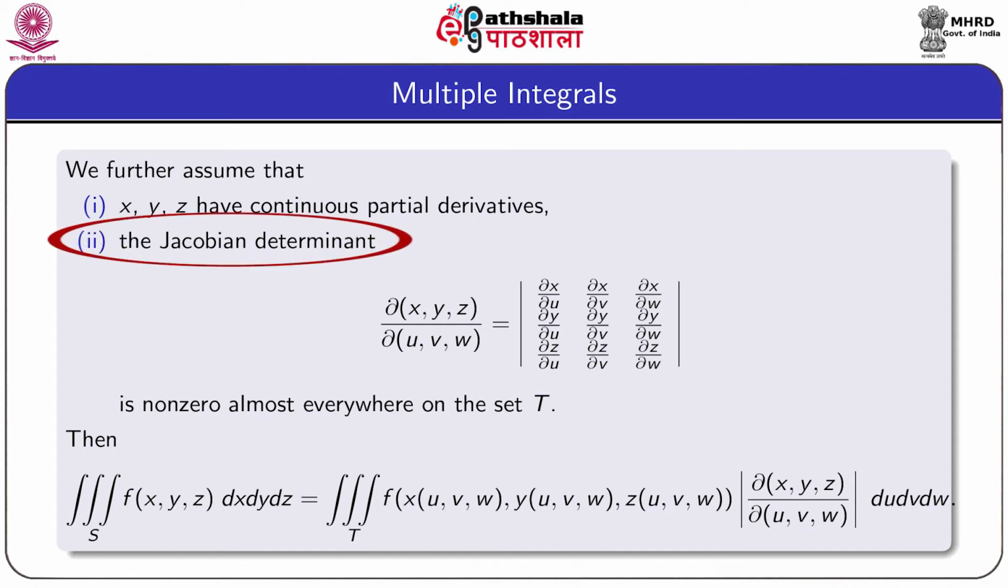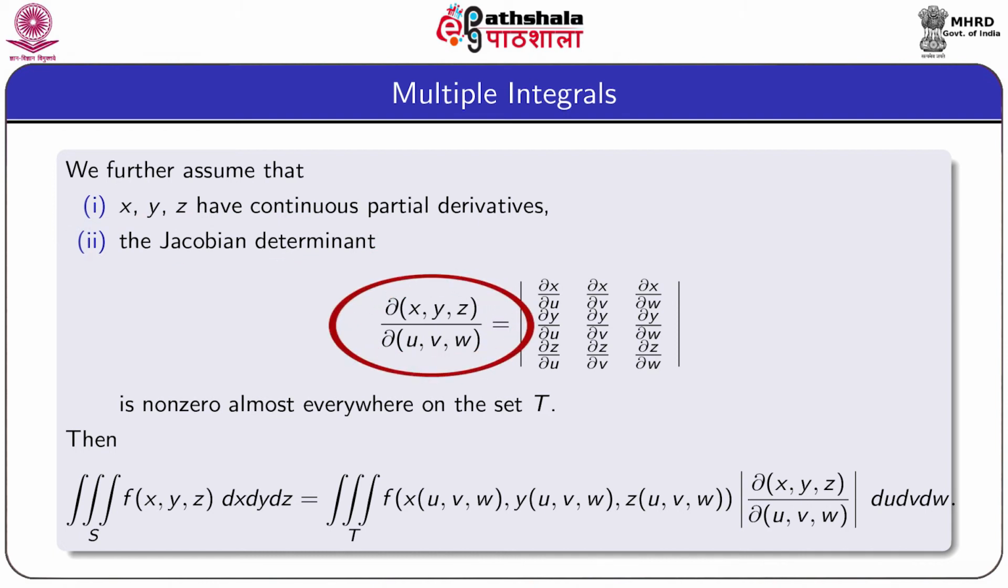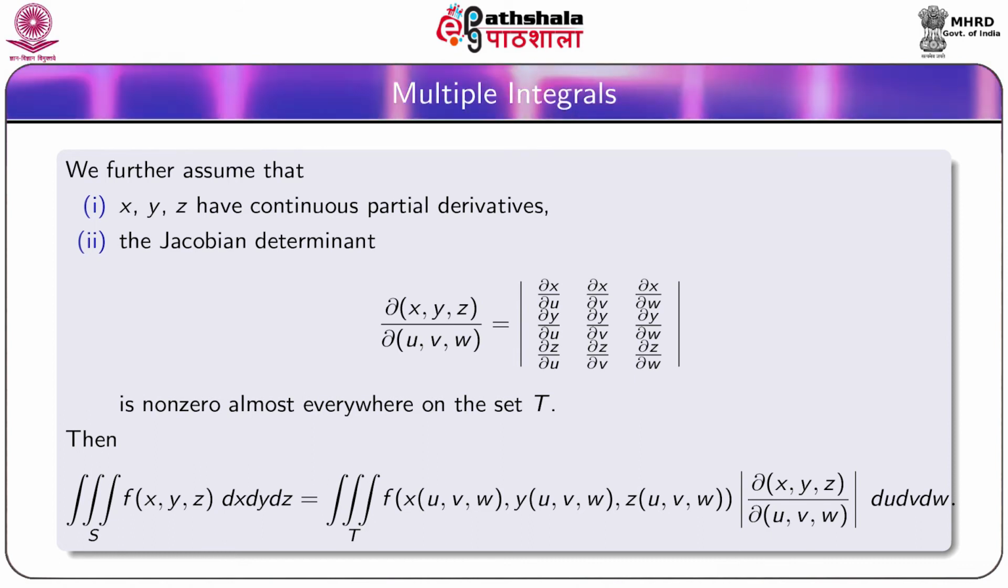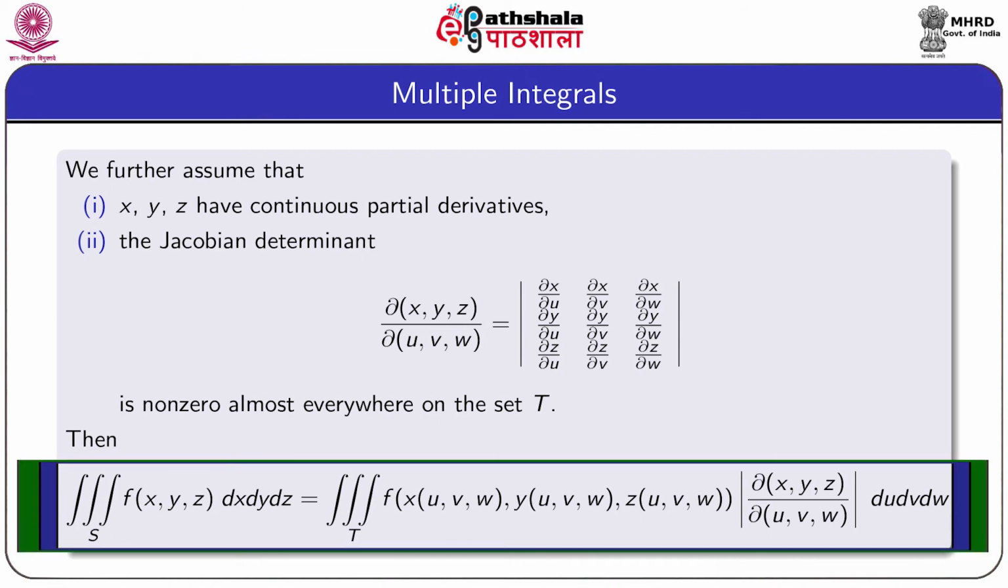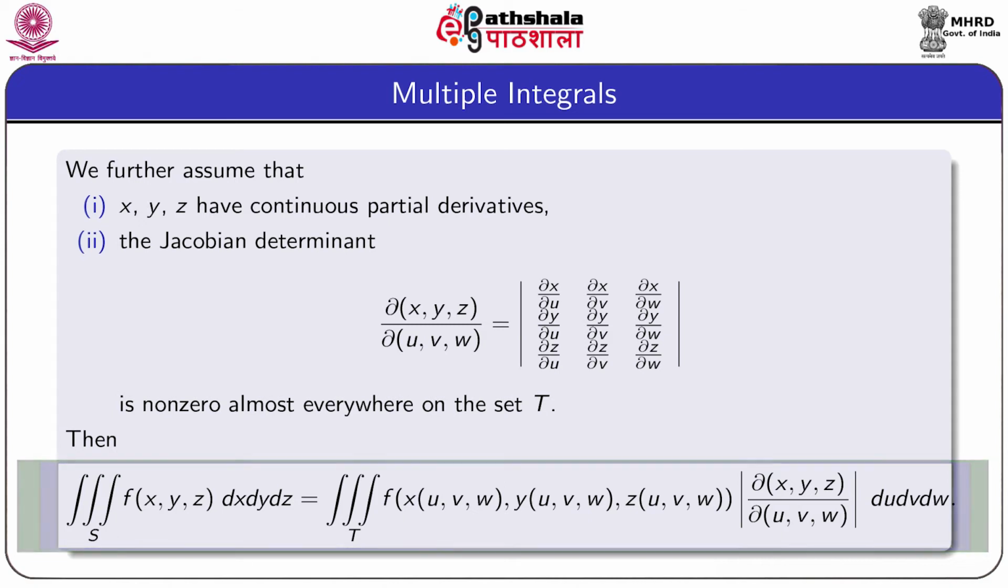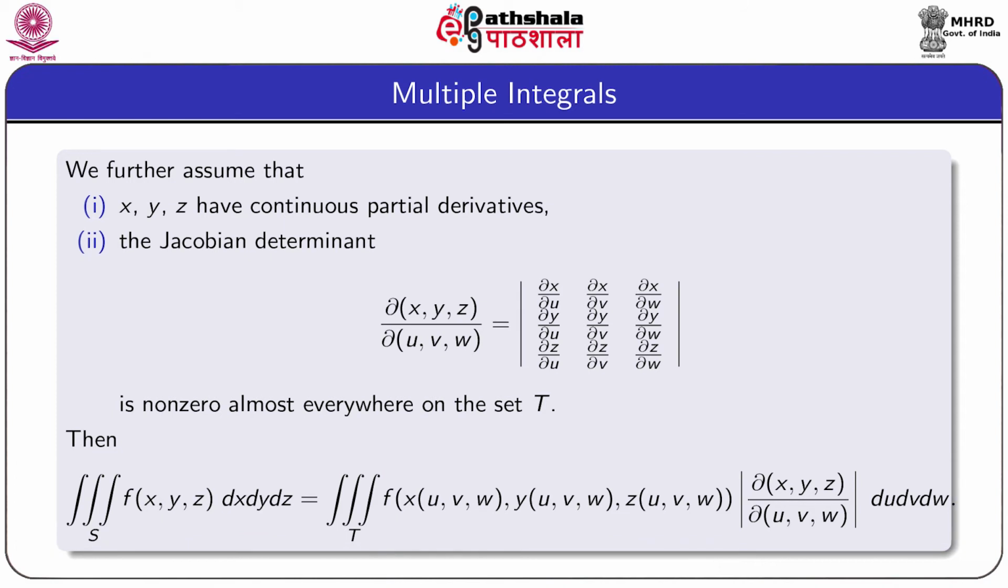Secondly, the Jacobian determinant ∂(x,y,z)/∂(u,v,w) is defined with the help of the determinant with first row ∂x/∂u, ∂x/∂v, ∂x/∂w, the second row ∂y/∂u, ∂y/∂v, ∂y/∂w, and the final row ∂z/∂u, ∂z/∂v, ∂z/∂w, and it is non-zero almost everywhere on the set T. Then the triple integral of f over S equals the triple integral of f over T, where f is now considered as a function of u, v, w, multiplied by the modulus of the Jacobian determinant, du dv dw.